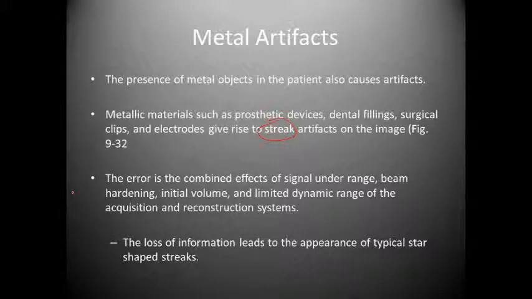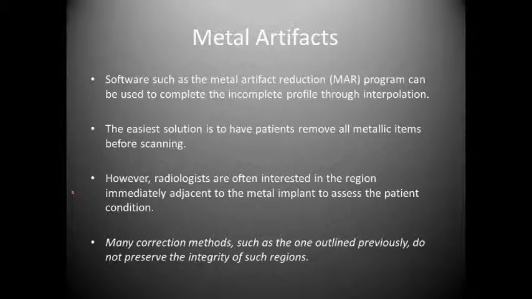The error is the combined effects of a signal under the range, beam hardening, initial volume, and limited dynamic range of the acquisition and reconstruction systems. So the loss of information leads to the appearance of a typical star-shaped streak. Software such as the Metal Artifact Reduction, the MAR program, can be used to complete the incomplete profile through interpolation.